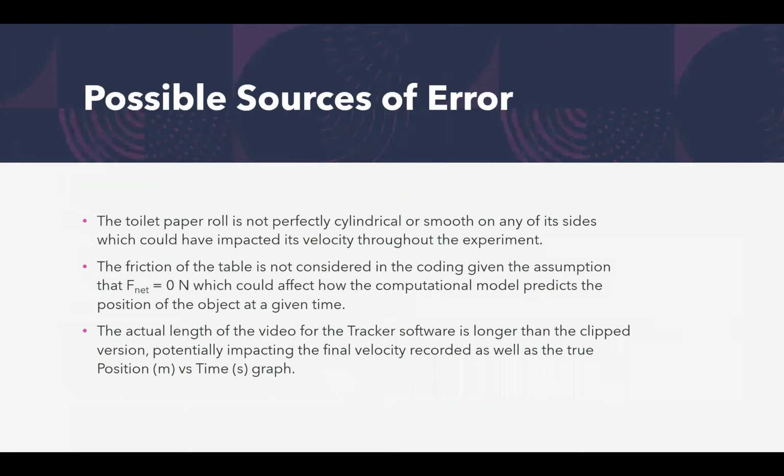So where could the experiment possibly have gone wrong? First off, the toilet paper roll is not a perfect cylinder, so it rolls in an odd way which could have impacted the velocity result observed. Secondly, the friction of the table is not considered in this experiment, but is important in reality, so the tracker results could have been slightly off from the computational ones because of this. Lastly, the original video recorded for tracker was longer than the clip version, and the velocity could have potentially fallen off later in the video, which could negatively impact the comparison results.